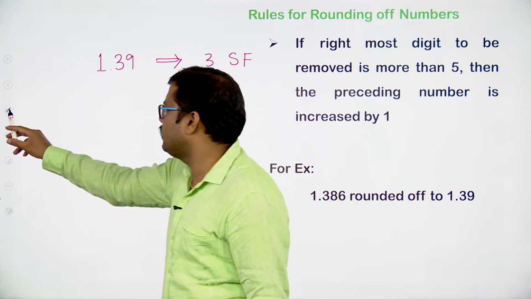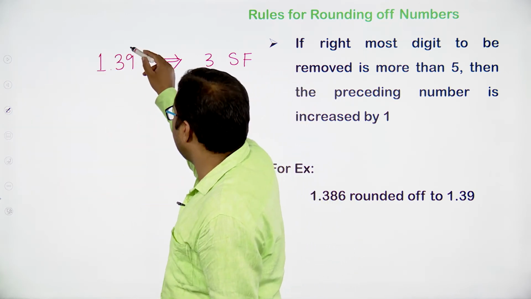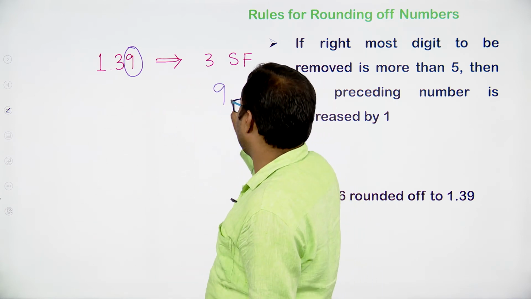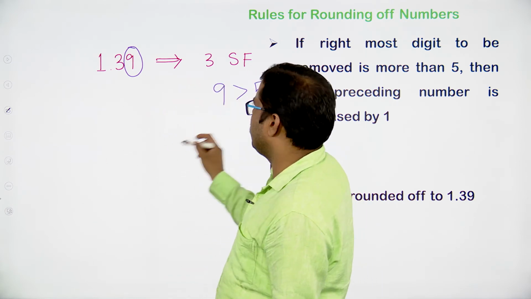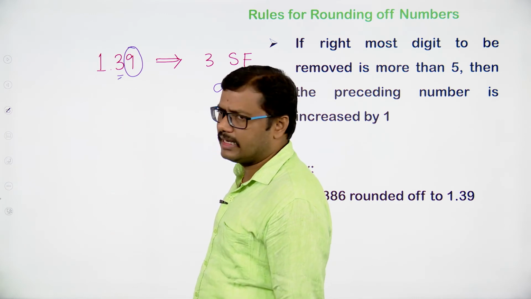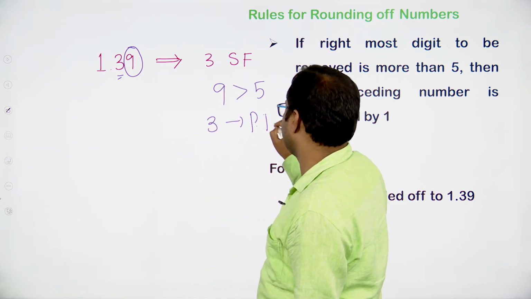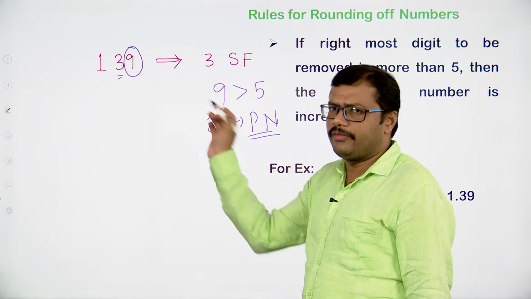I have to remove the last number. So if I am removing this last number, 9 is greater than 5. So then what do I have to do? I have to see the preceding number. What is the preceding number here? 3 is the preceding number, the before number.